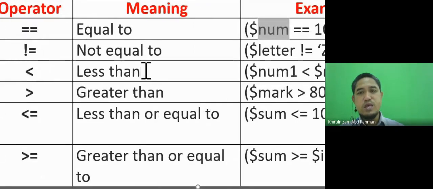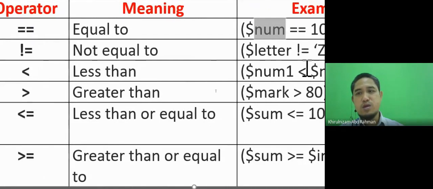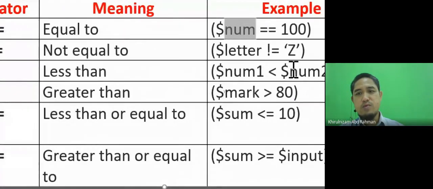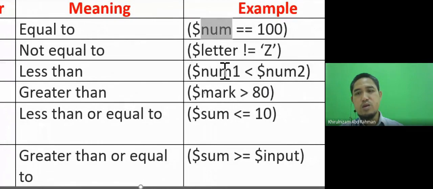So basically less than is smaller than. So the left one, the value is smaller than the right one. Okay, the left value is smaller than the right one.